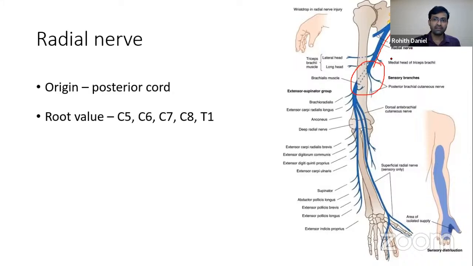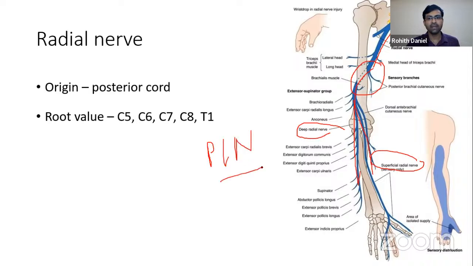Yes. Then it winds around the spiral groove, descends down, and just before the elbow, it divides into two branches. One is the deep branch and the other is your superficial branch. Now, the deep branch is also known as the posterior interosseous nerve. That is what we just learned now. The deep branch is also called the posterior interosseous nerve, and the superficial branch is your superficial radial nerve.